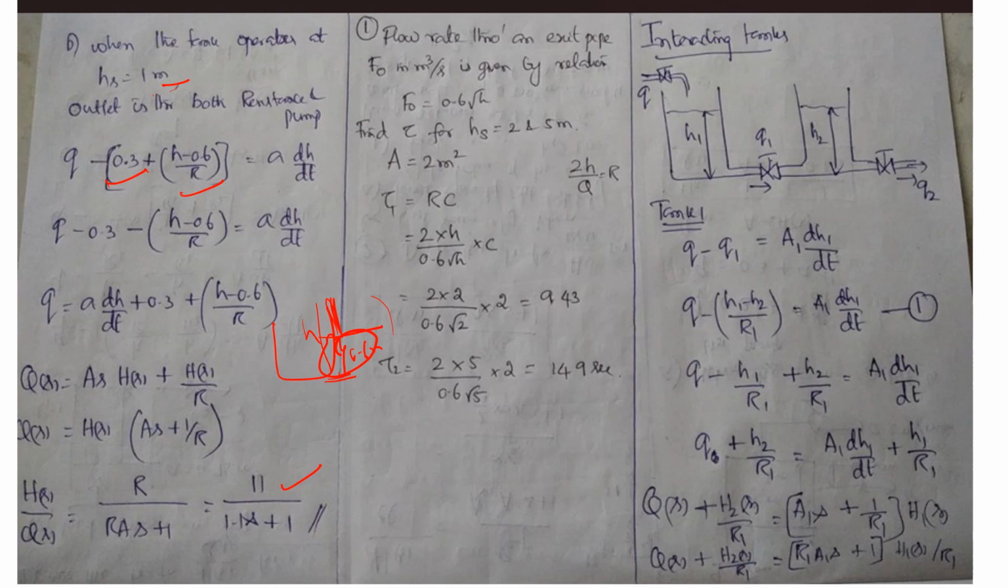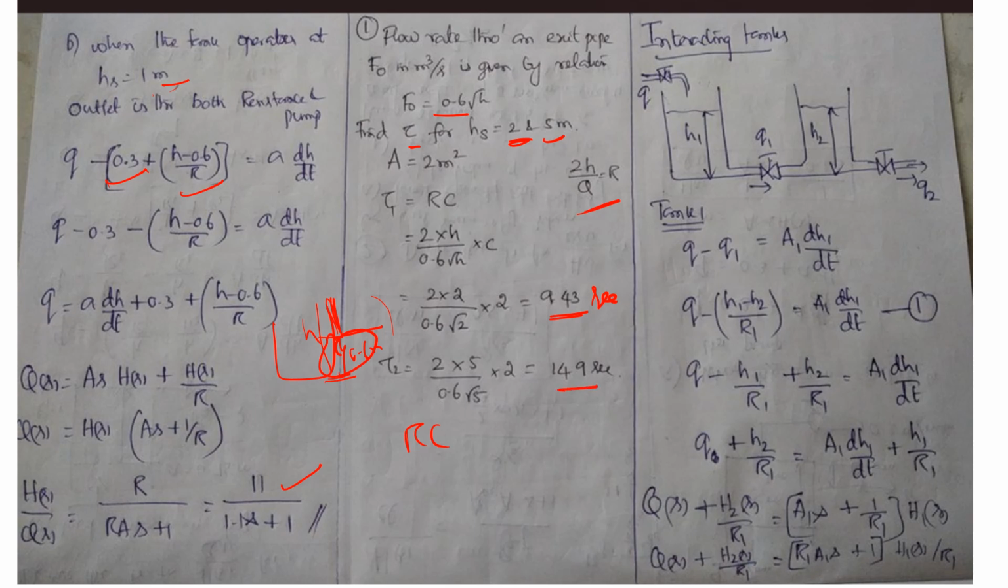Then the next problem: flow rate is given. Then two different heads are given. From this, you have to calculate tau. We know that the tau formula is R into C. Since the flow rate is square root of H, it is turbulent flow. For turbulent flow, R is equal to 2H by Q. So substitute 2 into H, where H is given as 2 meters and Q is 0.6 root of H. Just cancel this. So you will get tau equal to 9.43 seconds when H is equal to 2, and 14.9 when H is equal to 5.